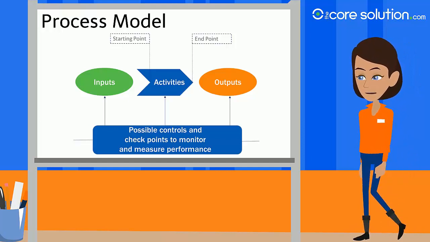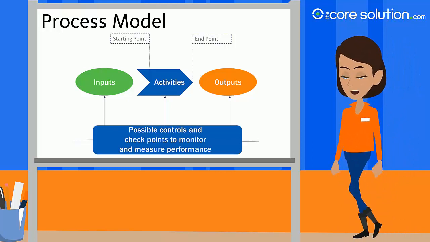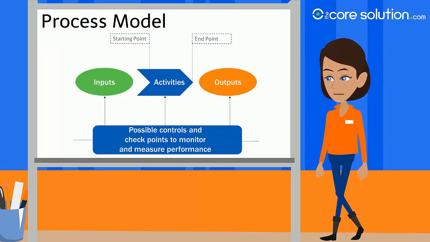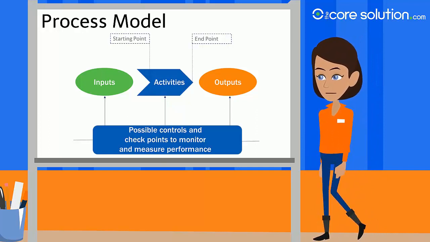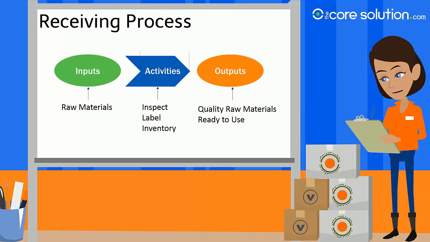Each process in your company has 3 basic elements. Inputs, the things that are necessary to start the process, activities, the steps you take while doing the process, and outputs, the results of the process. Take a look at this simplified example that shows the three basic elements of the receiving process.